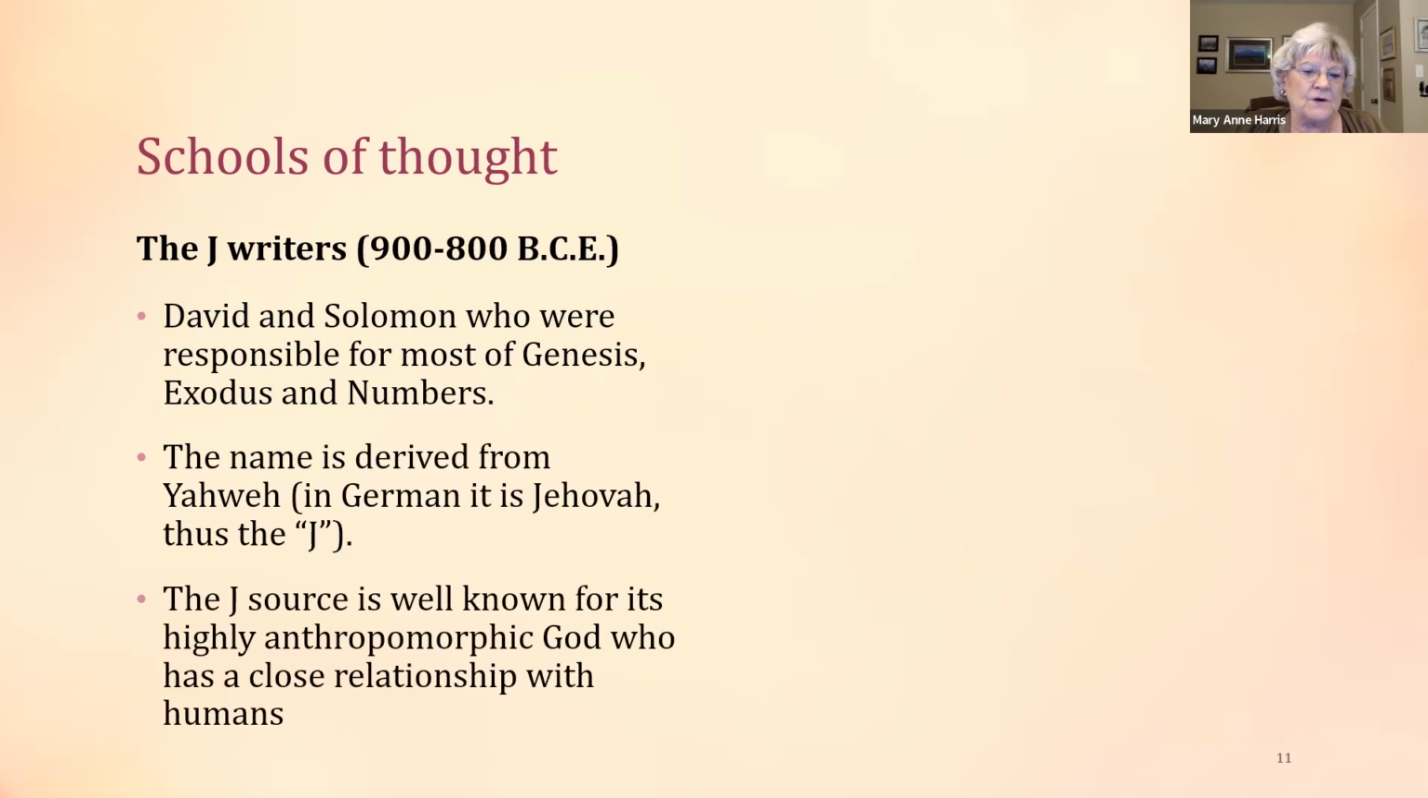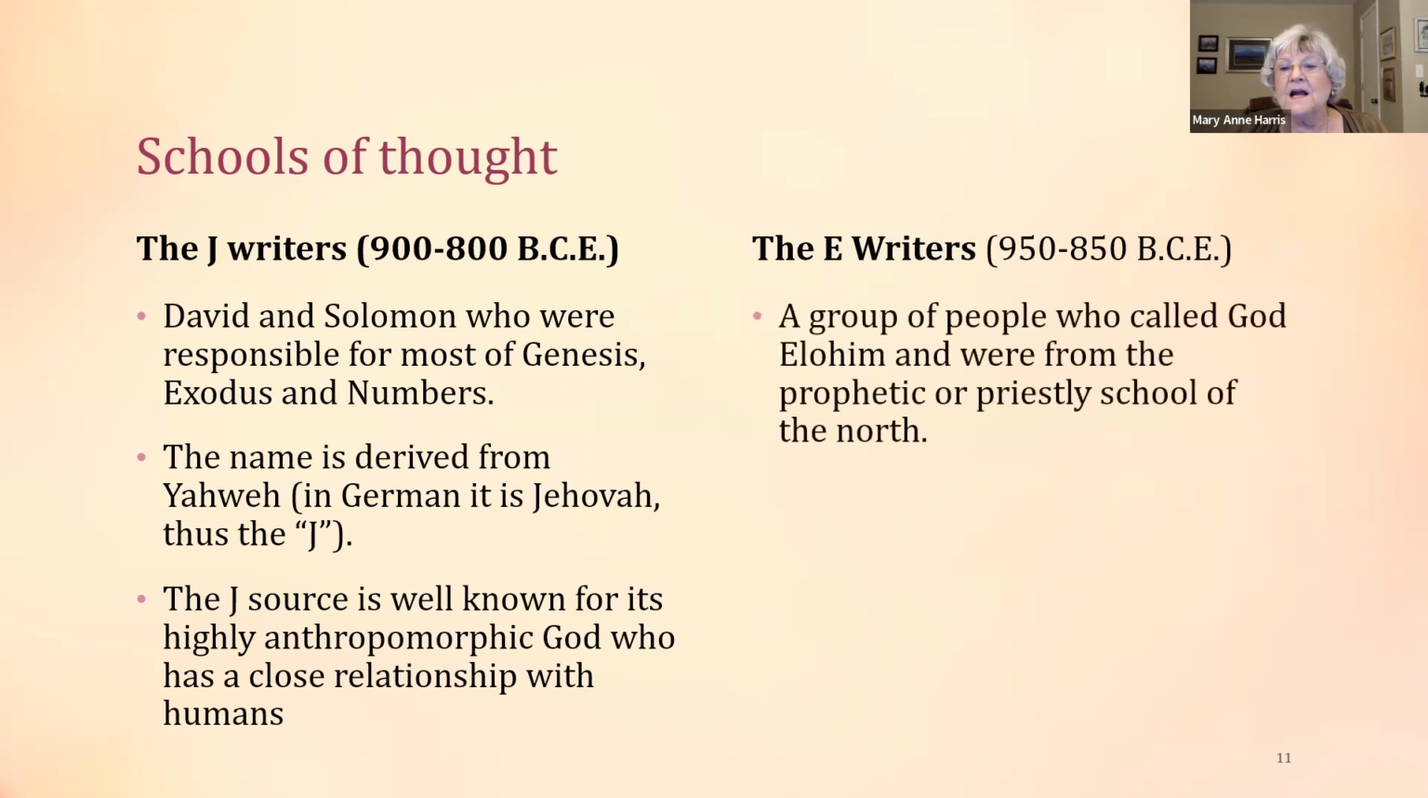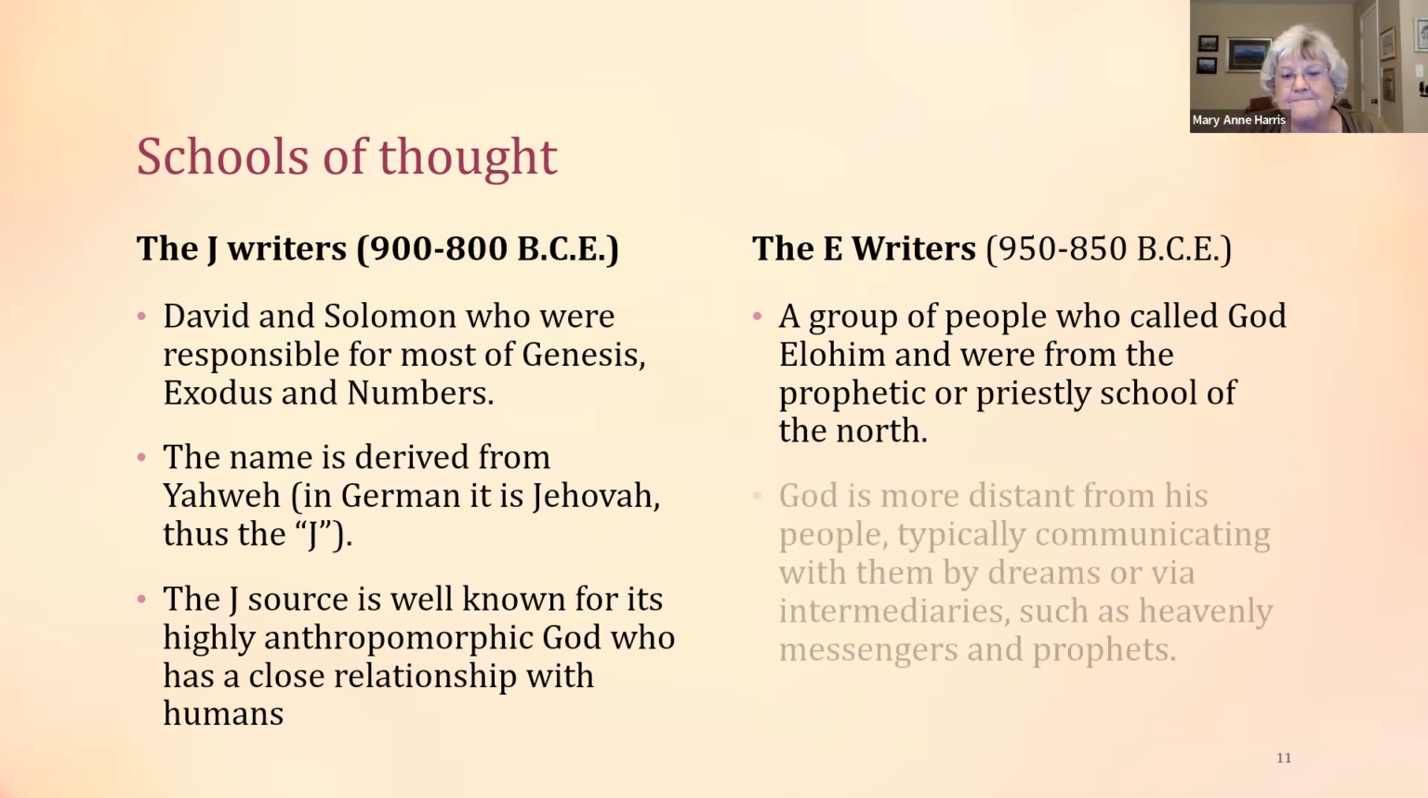The J source is well known for its highly human, anthropomorphic God who has a close relationship with humans. At the same time, a group of people called God Elohim. Have you ever wondered why God has a bunch of names in Genesis? They were from the priestly or prophetic school in the north. Where is David and Solomon? In the south. So you see, this conflict is embedded right there in the book of Genesis.